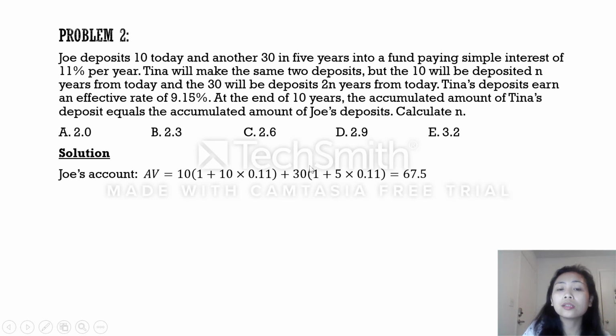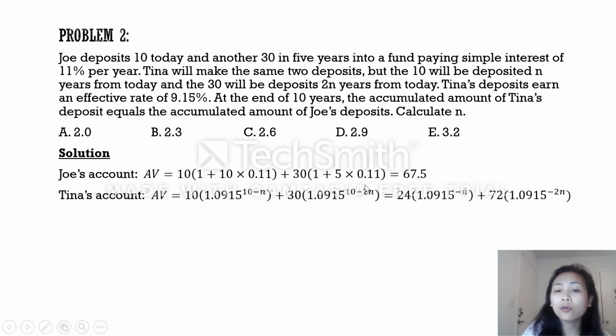And then the $30 is a payment 5 years from now. So to time 10 it goes up 5 more steps. That's why we have 30 times 1 plus 5 times 0.11, and we got the answer. We got 67.5 as the accumulated value of Joe's account at time 10.